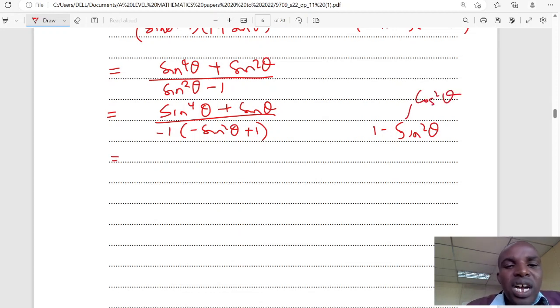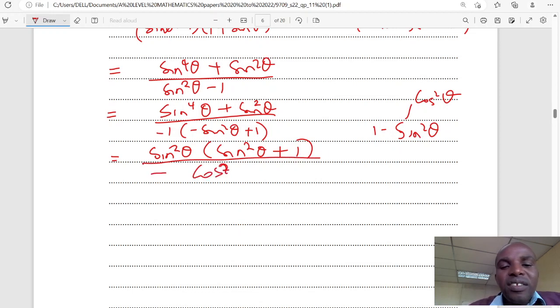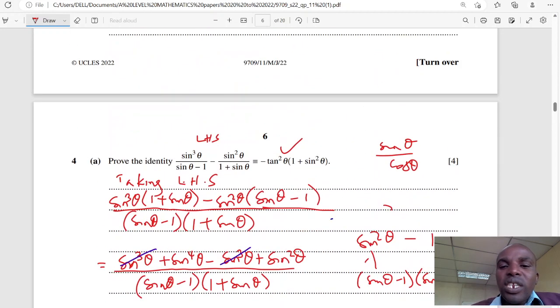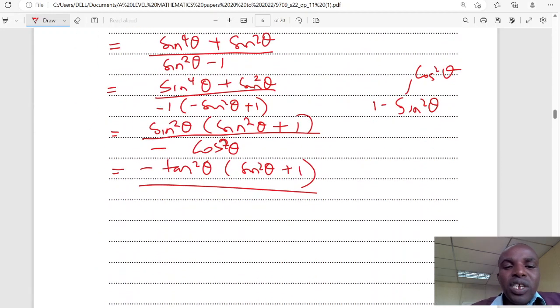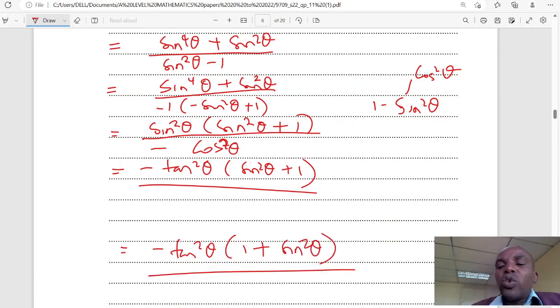Then on the numerator, you can also factor out sine squared. So you will be able to get the things that are on our item. Sine squared theta plus 1 over, then on this part, it will be minus cos squared theta. Then sine squared over cos squared, that's negative tan squared. Then sine squared theta plus 1. Then we are done. This one is 1 plus sine squared, but still the same. So you can just write it as minus tan squared theta, then 1 plus sine squared theta, then shown.